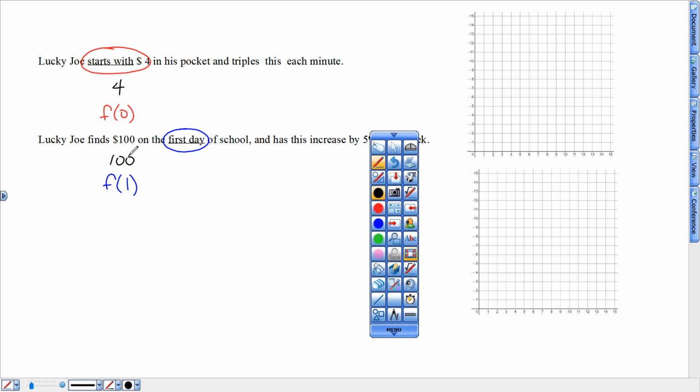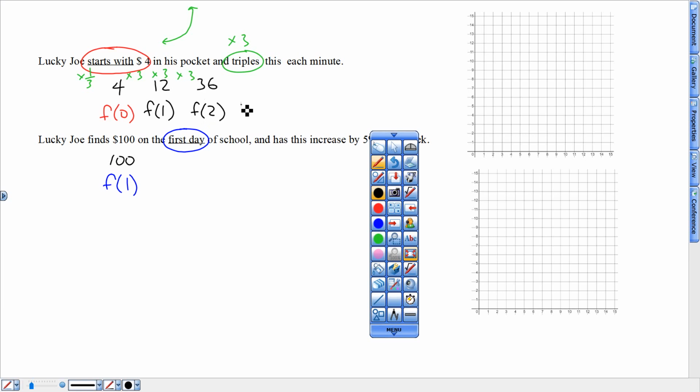So knowing that, this one says triples. Triples is timesing by 3. That makes this geometric, makes this one of these curved eventually graphs. So that means I'm timesing by 3, timesing by 3, timesing by 3. Going to the left, I would be timesing by the reciprocal of 3, timesing by 1/3. But going to the right, that first term of course, 4 times 3 gives me 12. That second term, 12 times 3 gives me 36.